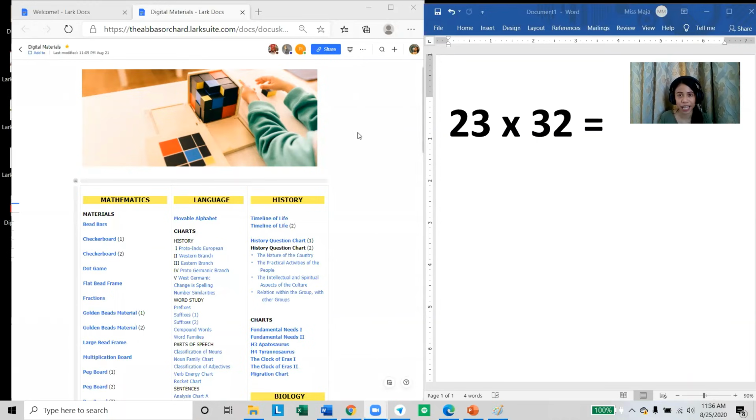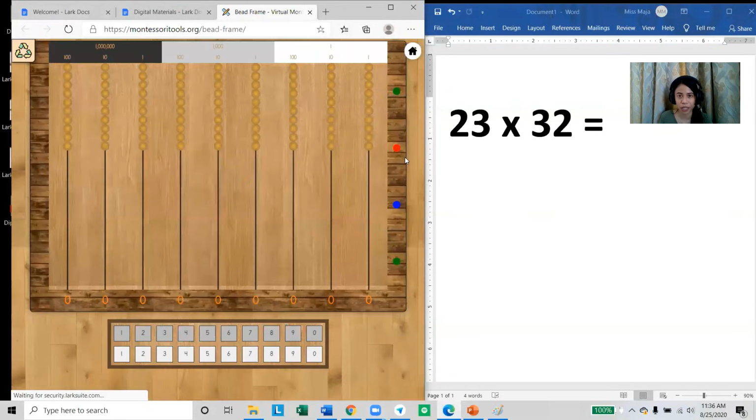And since we're using the flat bead frame, under mathematics, all I have to do is search for flat bead frame. Oh, there it is. I'll click on that, and that would bring me to the material. So this is how the flat bead frame would look. You could see all the beads, and you could also see the circles that represent the different categories. You have the unit, the blue for the tens, the red for the hundreds, and you have the green again for the unit of thousands.